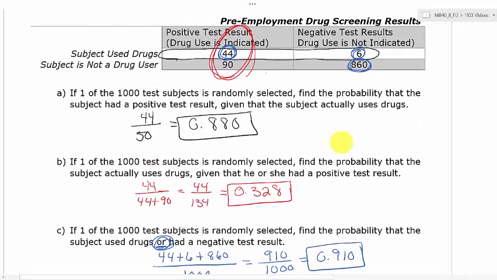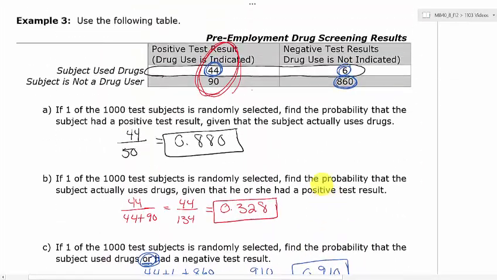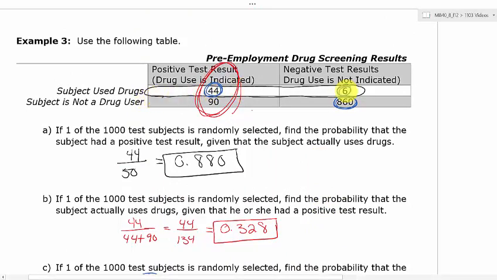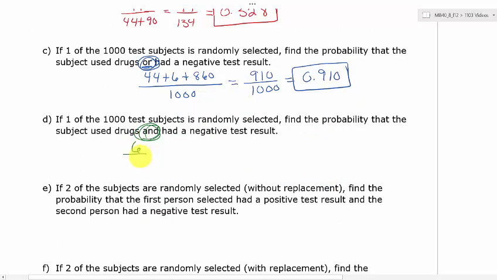So when we go up and look at our table, we want used drugs and negative test result. So used drugs and a negative test result, that is the 6. And that's the only number in the table that is using drugs and negative at the same time. So that's going to be 6 divided by 1,000, and that gives us 0.006.